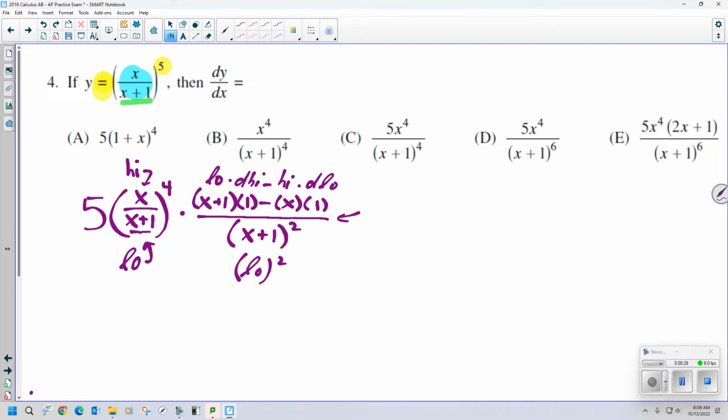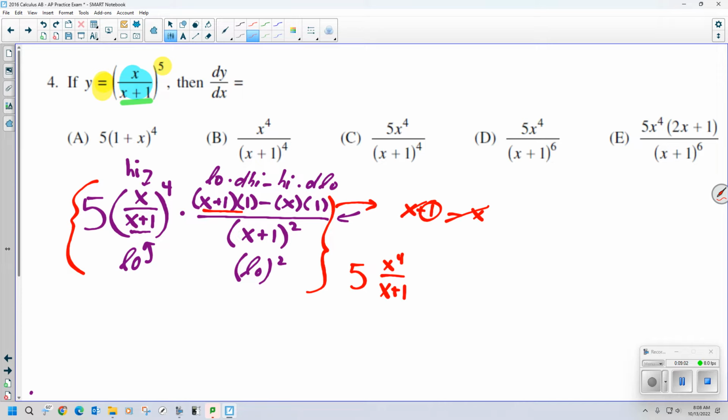Okay, so let's clean this up at this point. Looks like we're going to have to do some algebra. Well, this fraction here, anything times 1 is itself. So I have x plus 1 minus, well, x times 1 is x. The x's are going to cancel. So I'm going to have 1 in the numerator. So let's rewrite this whole thing now. So I have 5 times x to the 4th over x plus 1.